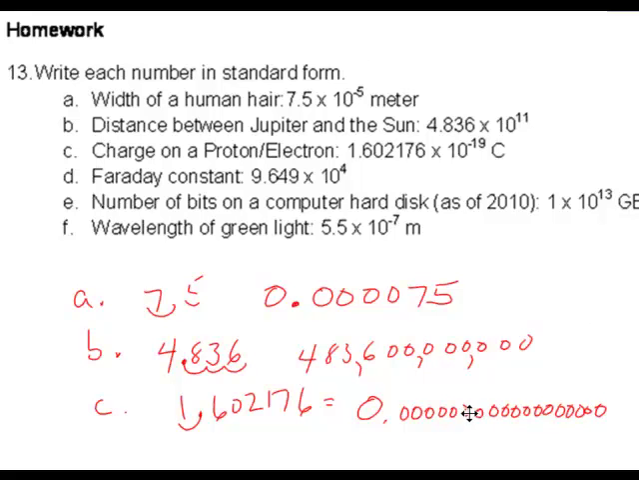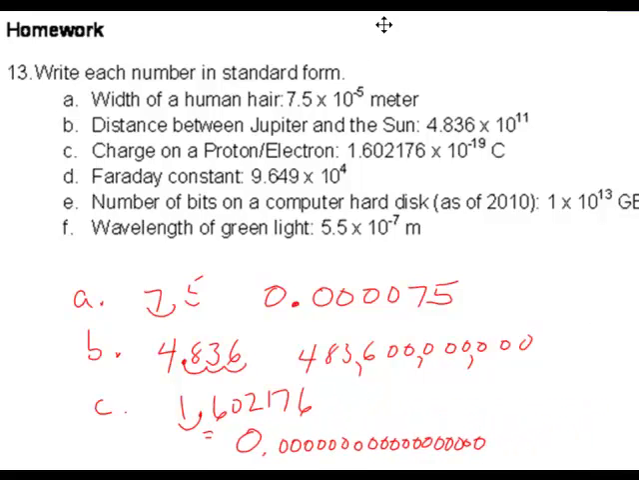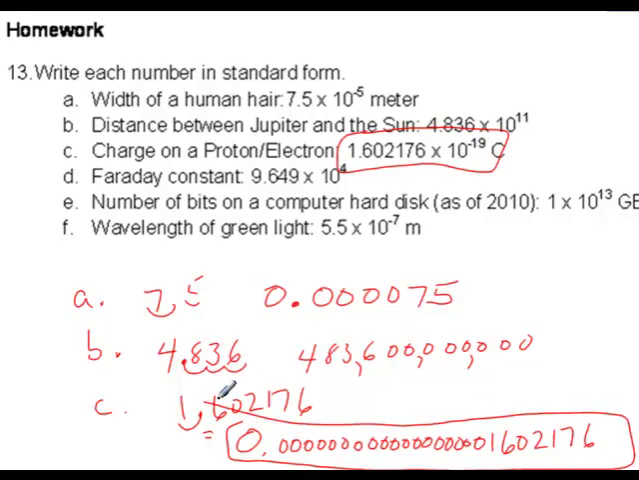And I actually have to move this down here, or I'm going to run out of room. And then I have my 1, my 6, my 0, my 2, my 1, my 7, my 6. So, which is easier? Writing it like this or writing it like this? Yeah, so that's the whole point of scientific notation. All right, so you could do D, E, and F.